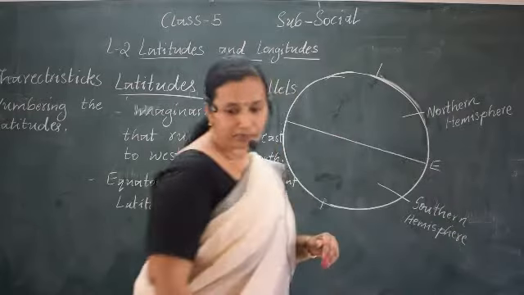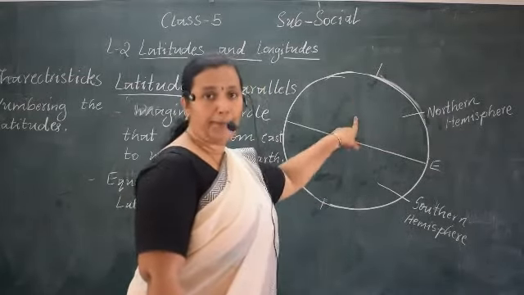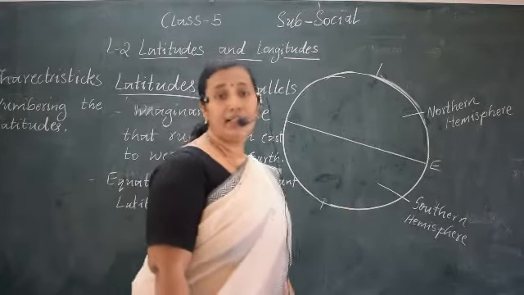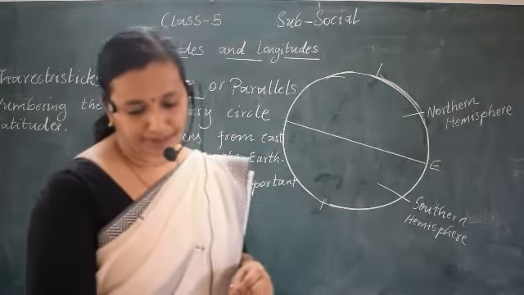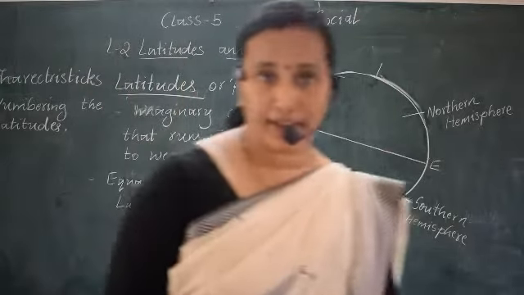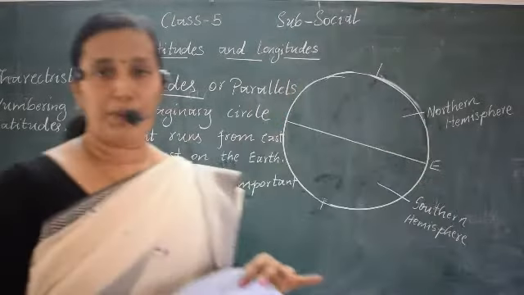Okay, northern hemisphere is the upper half, and the lower half is known as the southern hemisphere. Next, about the longitudes. Later we can study the details, but before that I will explain what longitude is.